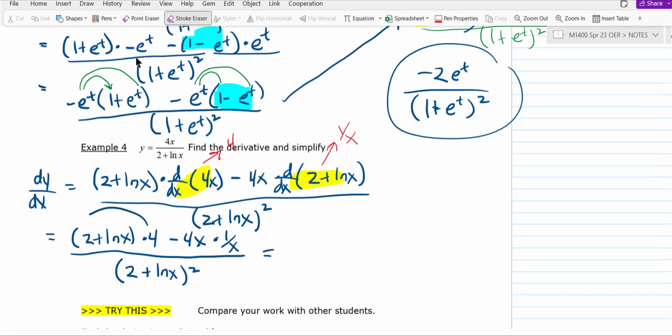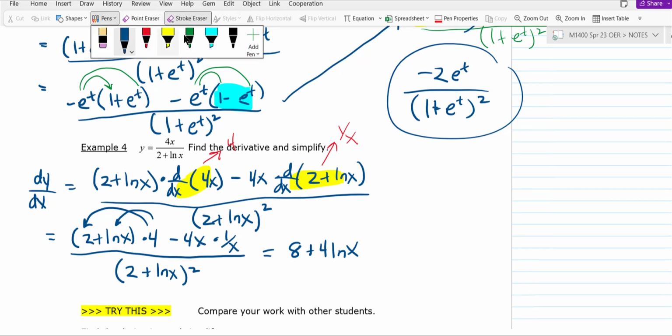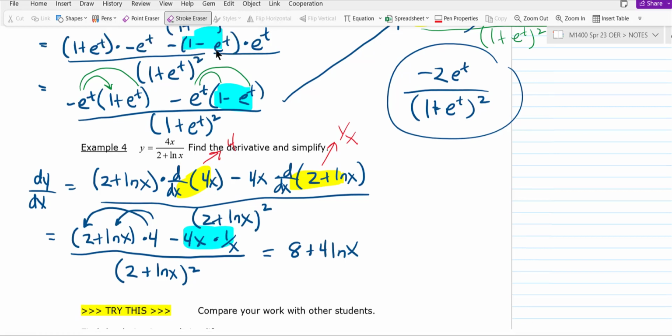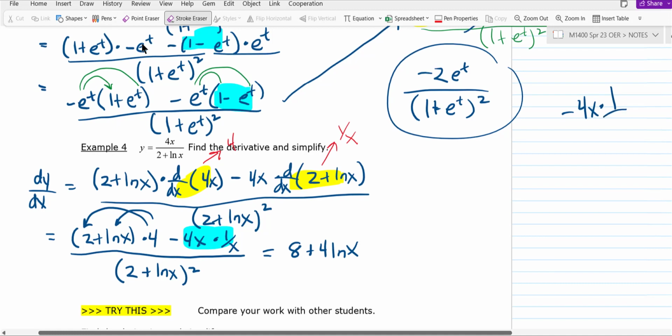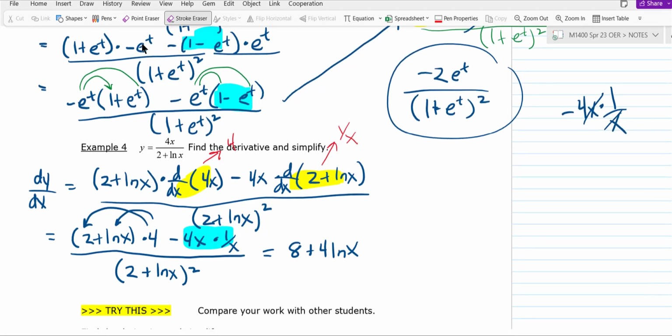So I've got 4 times 2, which is 8. Now, that is plus 4 ln x. There's nothing else you can do. You can't multiply the 4 by x because the x is married to that ln, like we talked about. But look at this part right here. This popped up once in class today, so hopefully you're a little more aware of it. If we have negative 4x times 1 over x, what happens? The x cancels. Good. So you're left with minus 4. We saw that, so that happens.